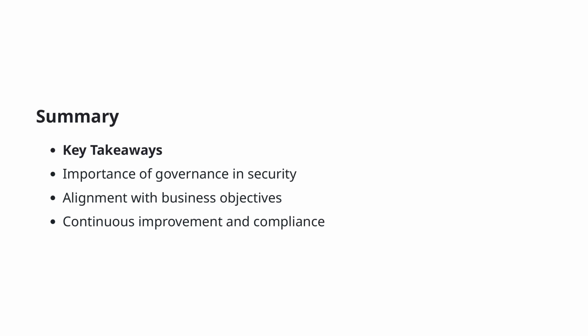In this summary, let's highlight the essential points for an effective governance strategy. First, remember the importance of governance in maintaining robust security practices. Effective governance ensures your security measures align well with your overall business objectives, fostering a cohesive approach to both security and business operations. Key to success is continuous improvement and regular compliance checks, which help adapt to evolving threats and regulations. This comprehensive approach to governance solidifies your organization's security posture while supporting its strategic goals.